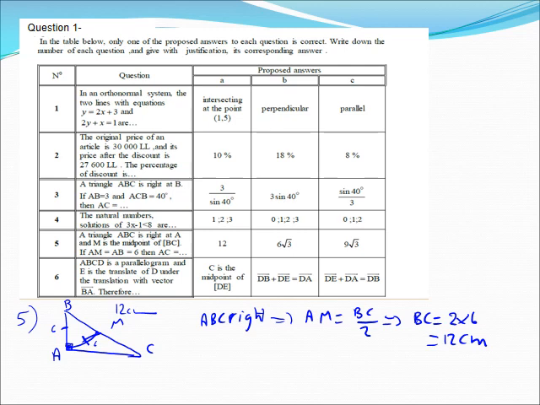And angle A is right, so ABC is semi-equilateral. Then we can say that AC equals hypotenuse times radical 3 over 2, equals 12 radical 3 over 2, equals 6 radical 3. The answer is B.